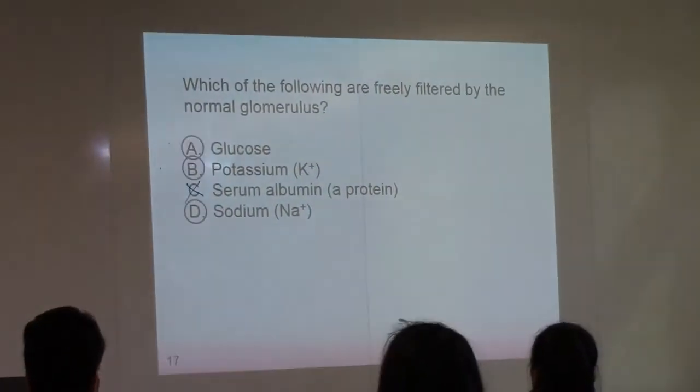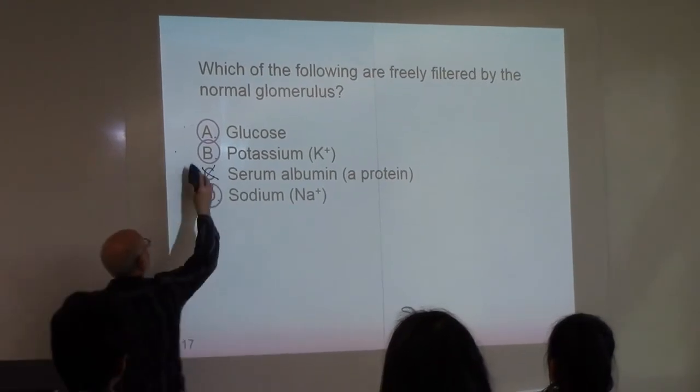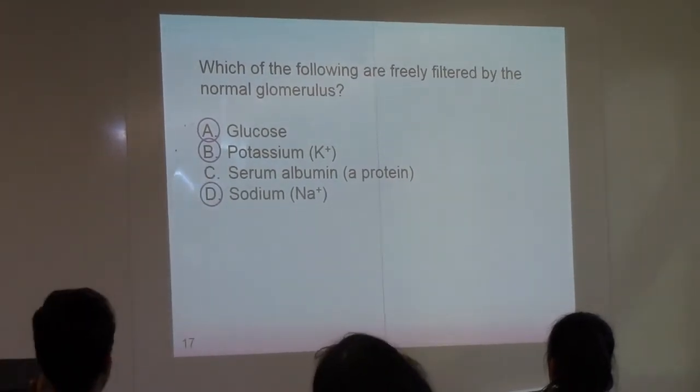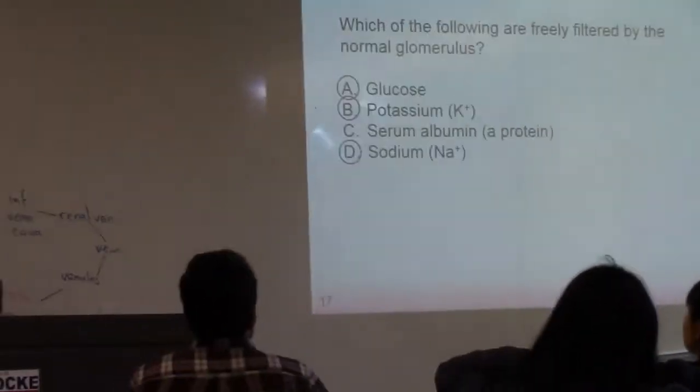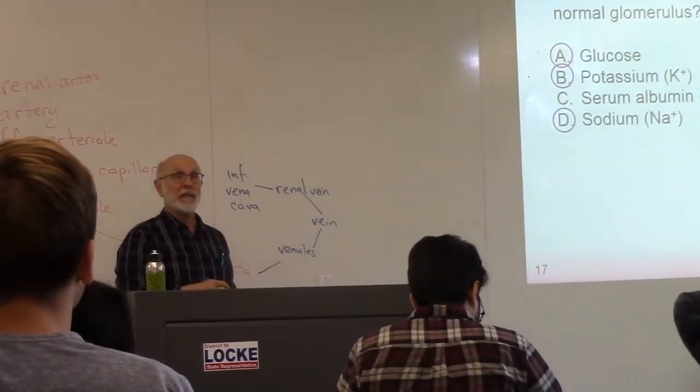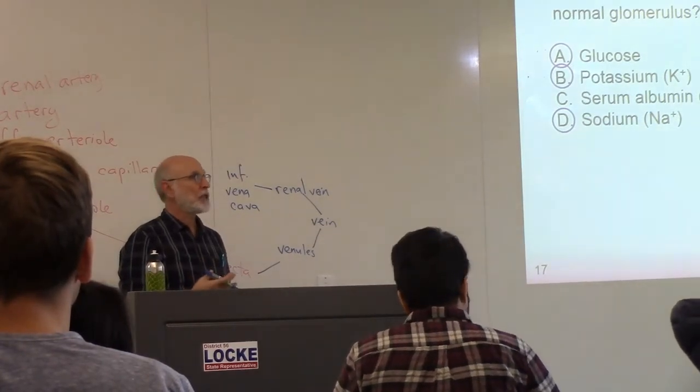A lot of correct answers. All of them except for C. Glucose is small enough to be filtered, and we recover 100% of it. We want to keep our blood sugar.